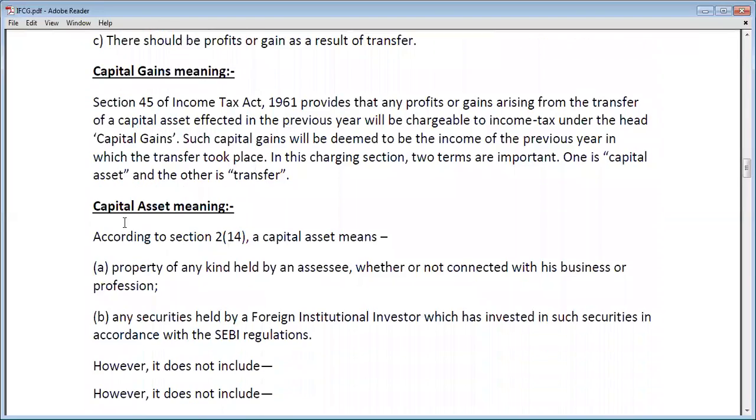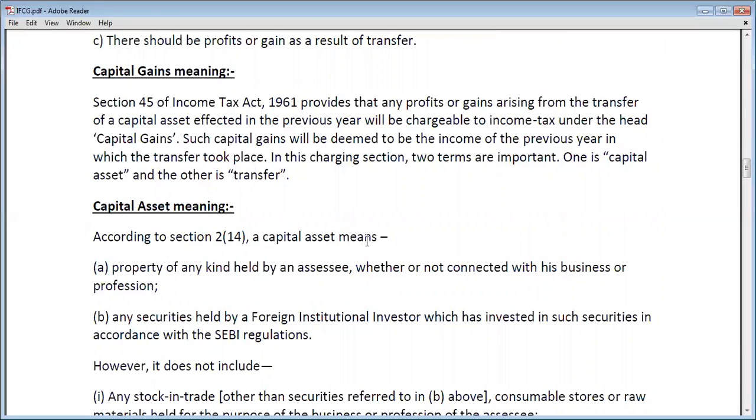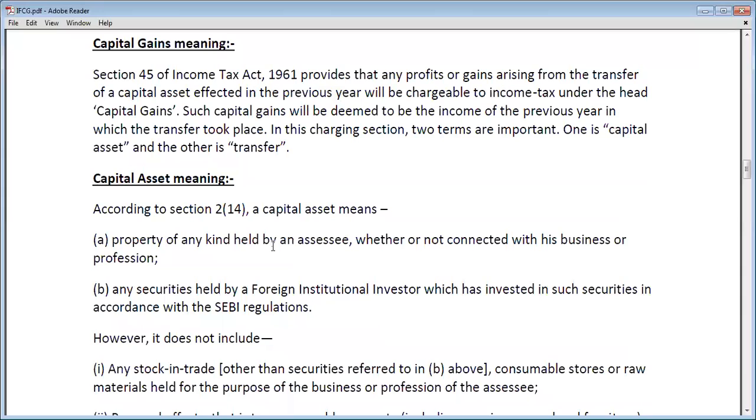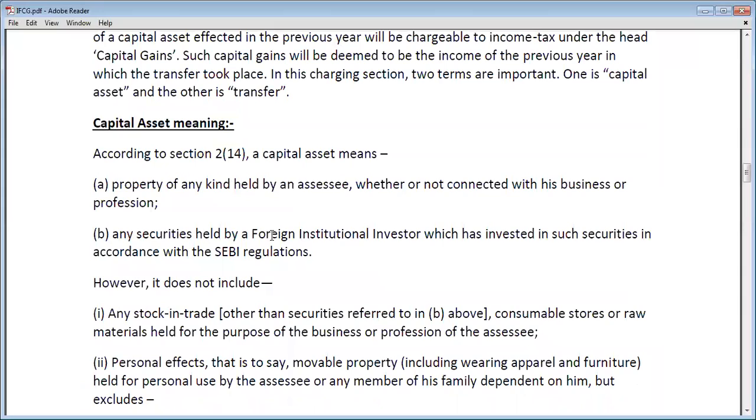So let's see. According to section 2(14), capital assets means property of any kind held by the assessee, whether or not connected with his business or profession, and any securities held by a foreign institutional investor which has invested in such securities in accordance with the SEBI regulations. So any kind of property held by the assessee, or any securities held by foreign institutional investors, will be included in capital assets, but such securities must be invested in accordance with the SEBI regulations. So these two types of assets will be included in capital assets.